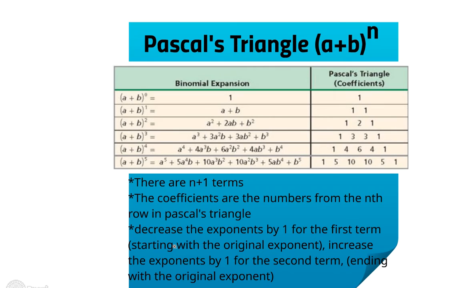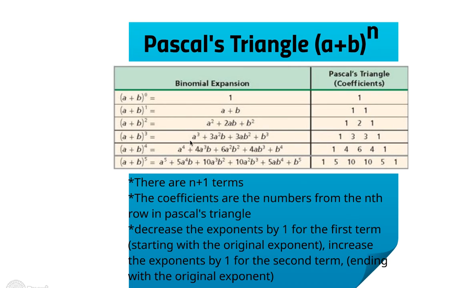Another thing about Pascal's triangle, the coefficients are the numbers from the nth row in Pascal's triangle. Okay, so to figure out what your coefficients are, you go to the nth row in your triangle, which you start with row 0. So this is row 0, row 1, row 2, row 3, row 4, and row 5. So like here, if we're looking at a plus b to the third, we'd go to the third row. So row 0, row 1, row 2, and row 3. So the 1, 3, 3, 1 are the coefficients of our final answer.